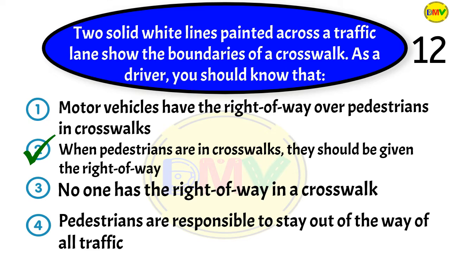The correct answer is 2. Crosswalk lines show pedestrians where to safely cross a road or street. Crosswalks may be marked by horizontal lines, vertical lines, or a combination of the two. You must always stop for pedestrians who are in a crosswalk.